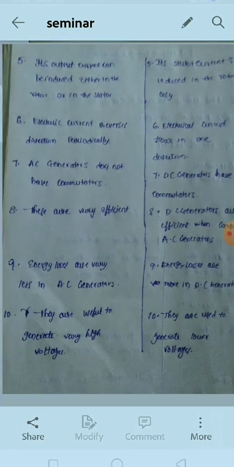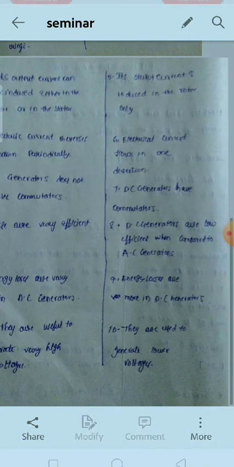The energy losses in the AC generators are very low. Due to this reason, they are very efficient. Coming to the DC generator, energy losses are much higher when compared to the AC generators. Due to this reason, the DC generators are very low efficient. The final difference is that AC generators are useful to generate very high voltages, whereas DC generators fail to generate higher voltages when compared to AC generators.